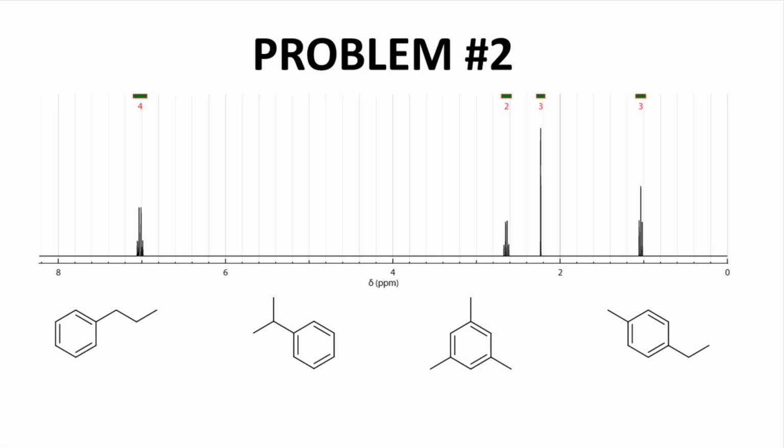All right, problem 2. Let's see if we can work through problem 2 a little faster than we did problem number 1. So again, let's look at the spectrum. So we see what seem to be 4 different signals. I'm looking at the integrations, those red numbers: 4 hydrogens, 2, 3, and 3. I always think when I see 3s, very often those are methyl groups. So we're going to have a molecule that probably has 2 methyl groups, and since they have a different chemical shift, they're going to be distinct methyl groups.